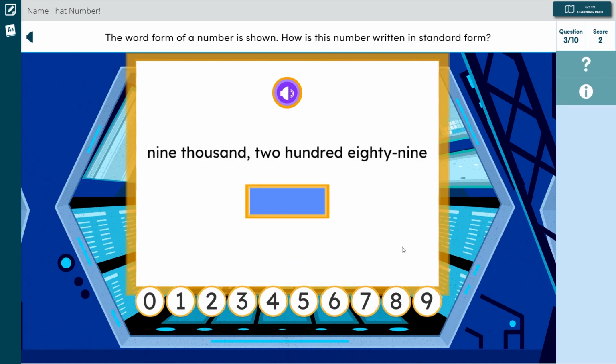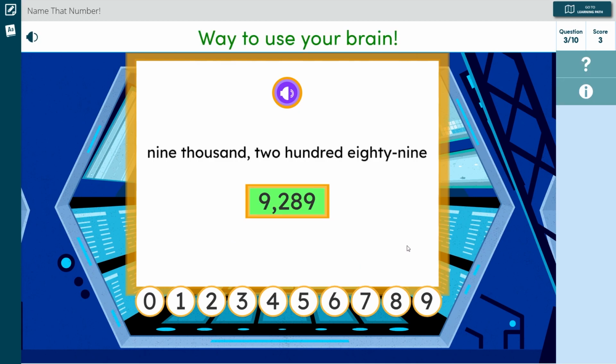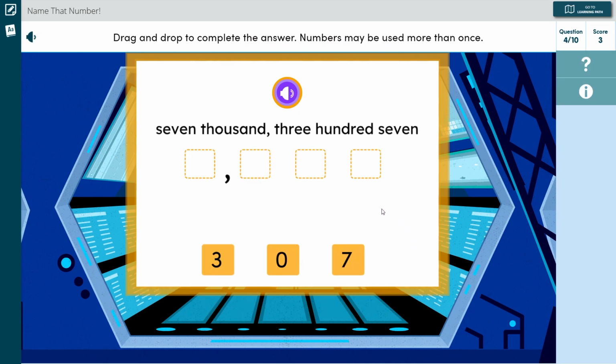Way to go! The word form of a number is shown. How is this number written in standard form? 9,289. Way to use your brain. Drag and drop to complete the answer. Numbers may be used more than once.